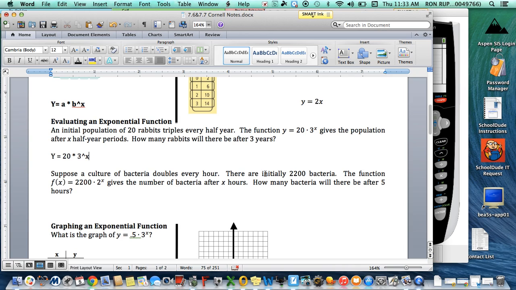So here's the tricky part, though. A lot of you may have been tempted to plug in 3 for x because 3 years. But if you look, x represents half year periods. So you've got to think, how many half year periods will occur in 3 years? Well, 2 half years occur for every 1 year. So in 3 years, there will be 6 half year periods. So you're going to want to plug 6 in for x. y equals 20 times 3 to the 6th power. And that'll tell you how many rabbits there would be after 3 years.